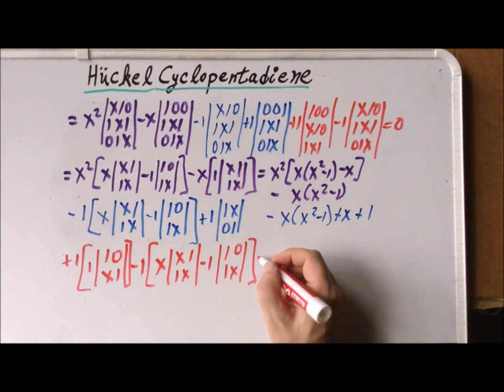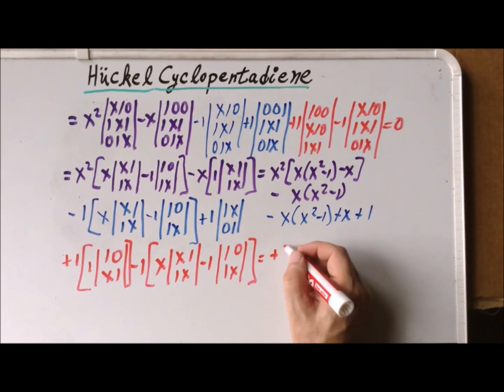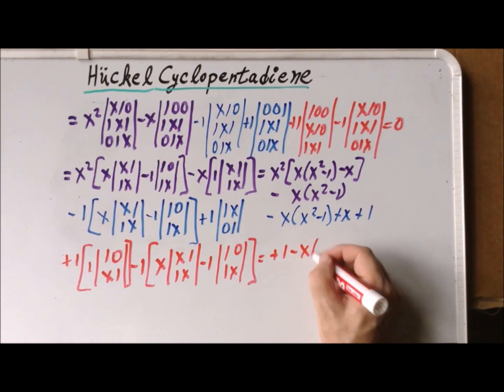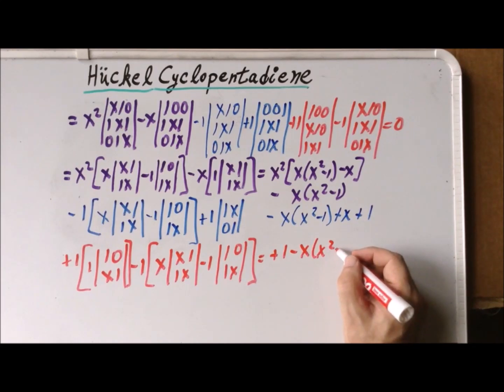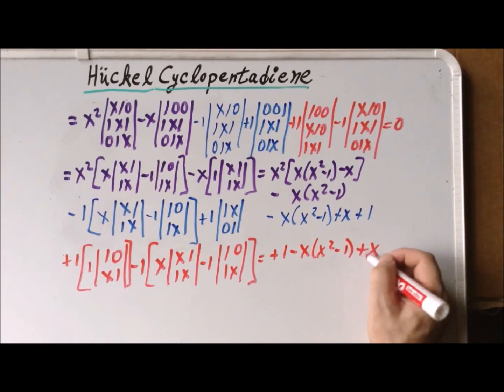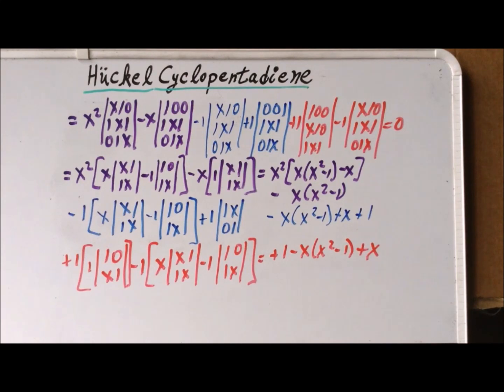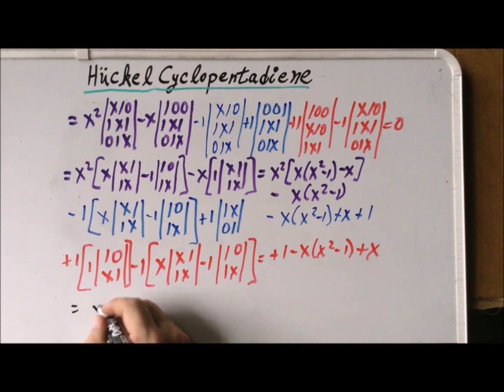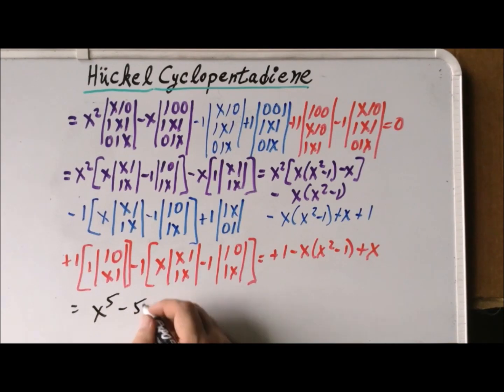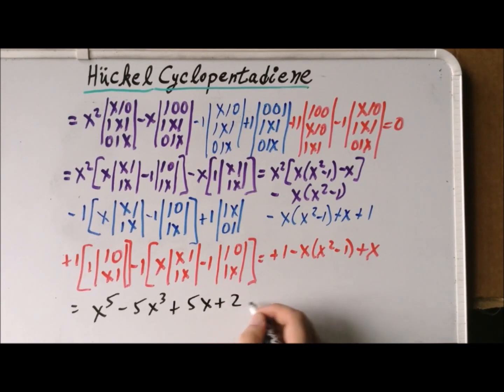we have, if we combine all those terms, what do we get? Well, we get x to the 5th power minus 5x cubed plus 5x plus 2, and this is all equal to 0. We're going to want to solve for x and then use that to determine the energies of our pi-conjugated system.